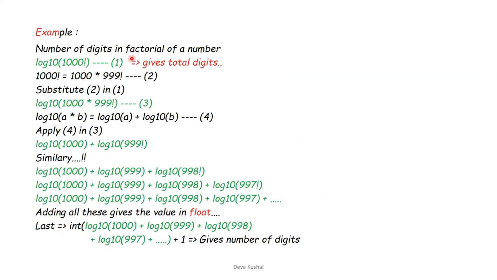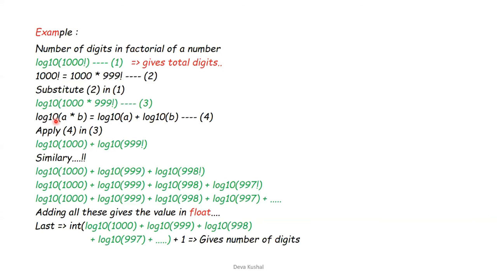Number of digits in factorial of a number: log 10 of 1000 factorial is nothing but the total digits in it. You can see here 1000 factorial, right? 1000 factorial can be written as 1000 into 999 factorial, nothing but a into b, ab, right? I'm substituting this equation 2 in equation 1 so that it becomes 1000 into 999 factorial.